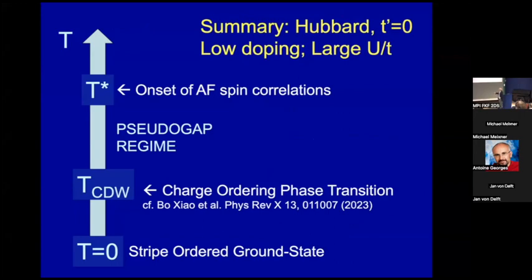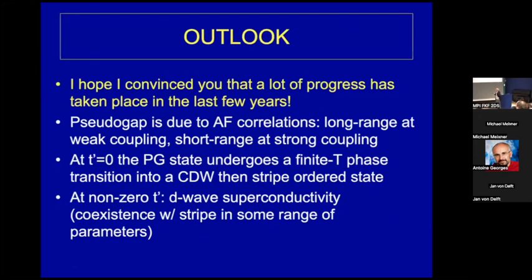Okay, so this is the picture that emerges from this. High temperature, some sort of soup. There is an onset of antiferromagnetic spin correlations at T star. This opens a pseudogap. At some point, there will be charge ordering as demonstrated in this work, and the ground state will be stripe ordered and possibly superconducting in some region of parameters.